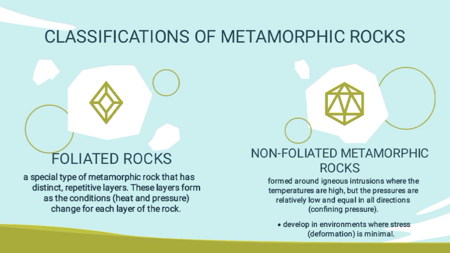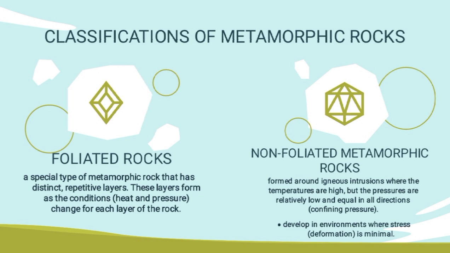Classifications of metamorphic rocks: foliated rocks and non-foliated metamorphic rocks. Foliated rocks are a special type of metamorphic rock that has distinct repetitive layers, while the non-foliated metamorphic rocks form around igneous intrusions where the temperature is high but the pressure is relatively low and equal in all directions, developing in environments where stress is minimal.